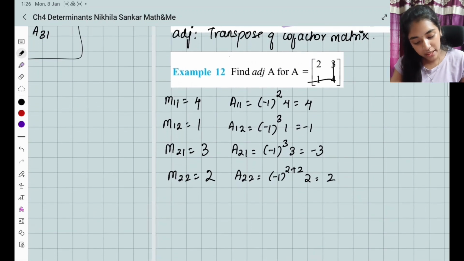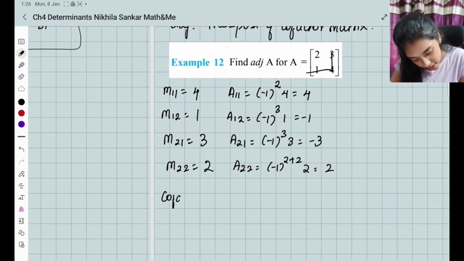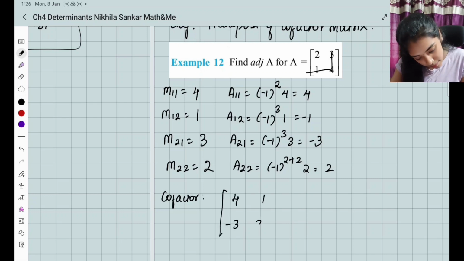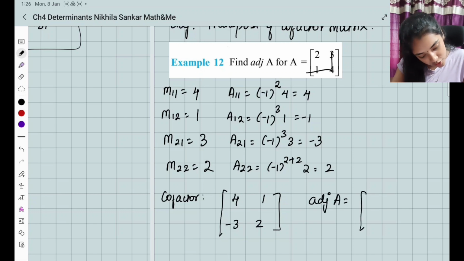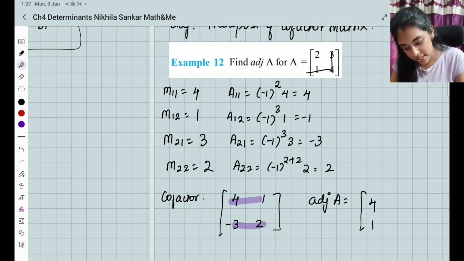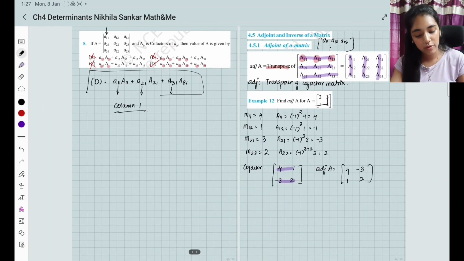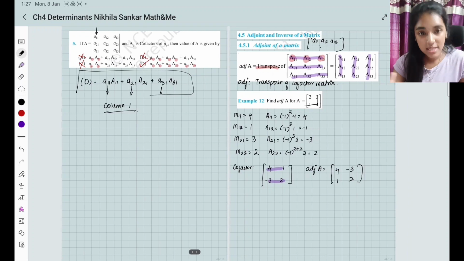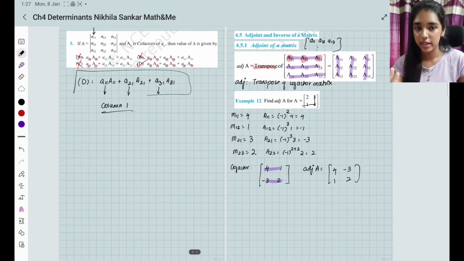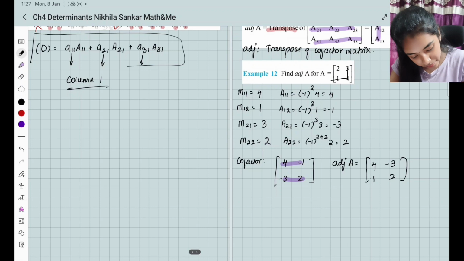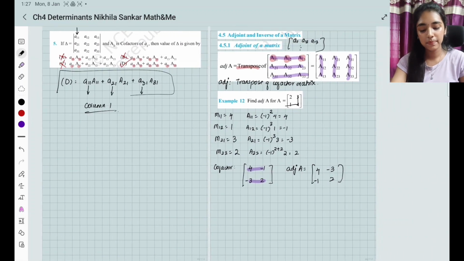இப்போ capital A எல்லாமே கண்டுபிடிச்சாச்சு. What is the cofactor matrix? Cofactor matrix is going to be 4, minus 1, minus 3, 2. So this is the cofactor. இப்போ adjoint என்ன? Adjoint A is going to be the transpose of this. So first row becomes the first column, and the second row becomes the second column. So I have minus 3, 2. அவ்வளவுதான். This is the adjoint of A. You have to find the minor, then cofactors, அப்புறம் cofactor matrix, அப்புறம் adjoint. Okay, simple. Minus விட்டுறாதீங்க. Please copy.